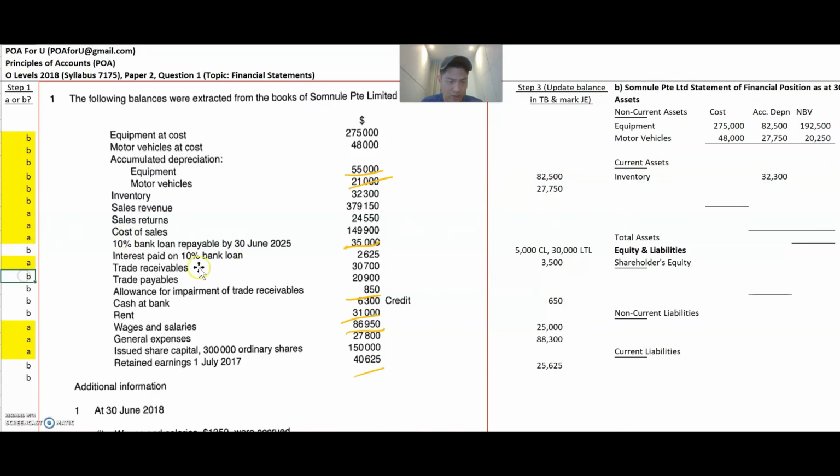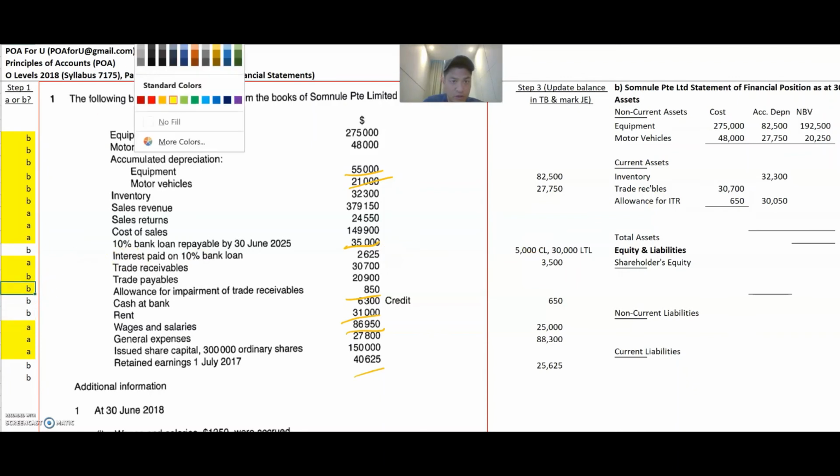Of course, I'm going to take trade receivables, and I'm going to mark this as done. I'm going to bring it across, and after trade receivables is always the allowance for impairment on trade receivables. So I brought the allowance for impairment of trade receivables here, 650, and I need to mark it as done. It should be this item. There's a bit of a misalignment here, but this B would refer to allowance for impairment of trade receivables. So I brought it down here.